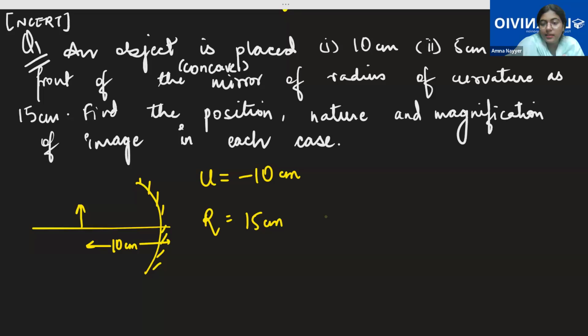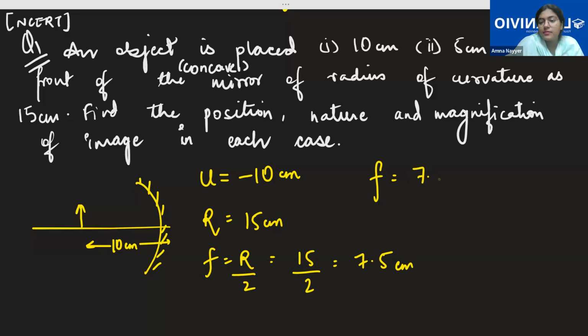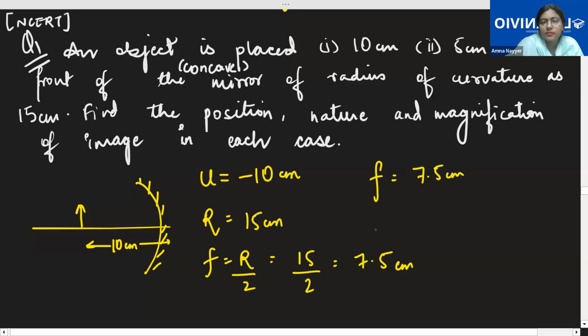Now, focal length is half of radius of curvature, because radius of curvature you don't need in this. So 15 by 2 will be 7.5 centimeters. So focal length will be positive or negative, class? Negative. Yes, very good, Abedullah. So focal length will be negative. So focal length and object distance we have.